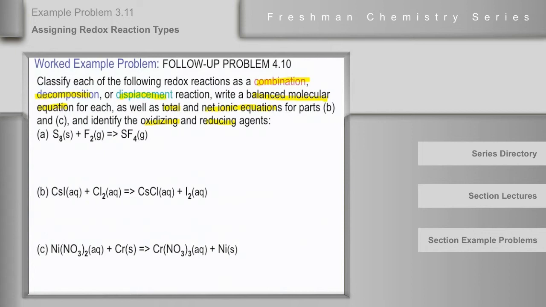These equations can be balanced by inspection, or in the case of the ones that are redox, which is all of them, you can use the oxidation number method as well.